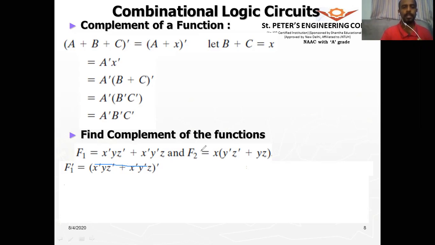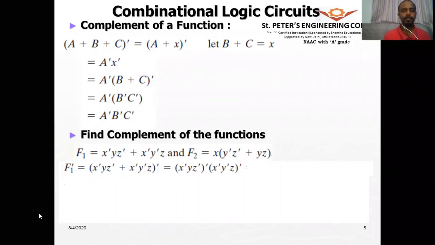So when we split this, as I said, the OR operation will become an AND operation. So it becomes ANDed, and this whole thing we have to complement. So that is x bar y z bar, or x complement y z complement, whole complement.